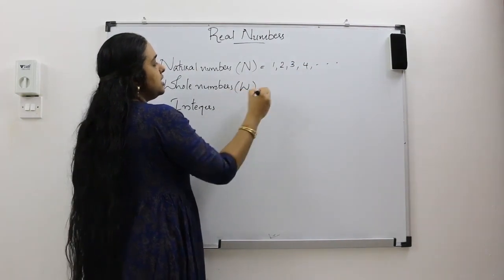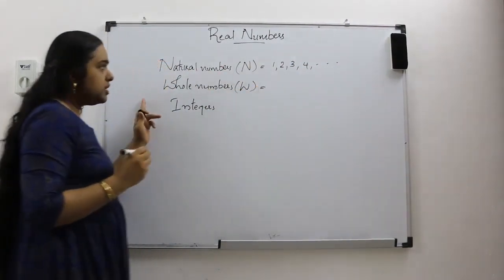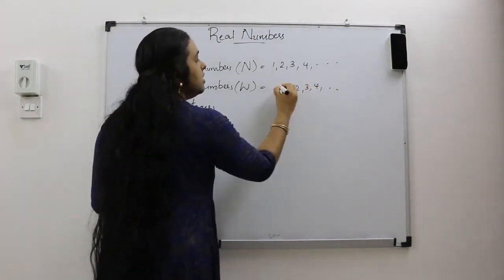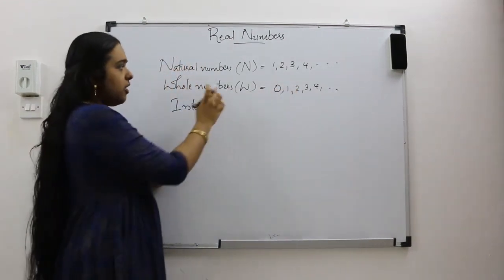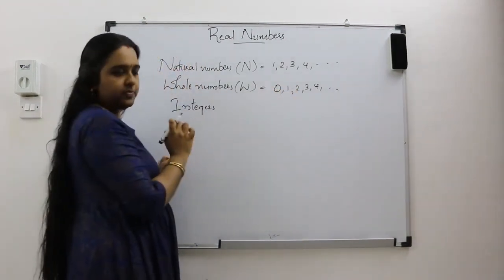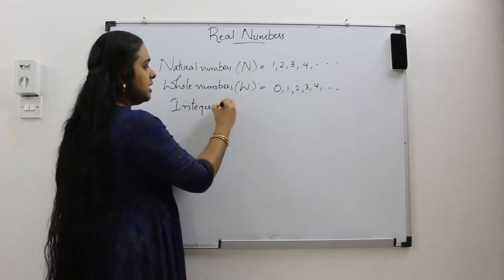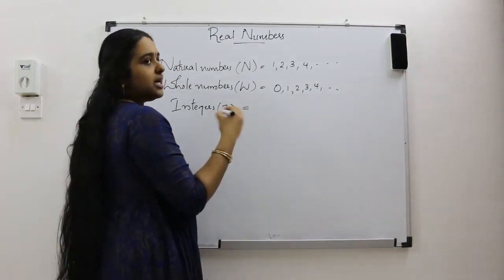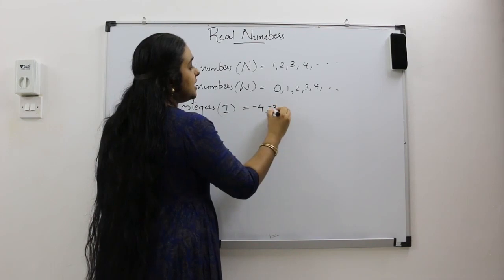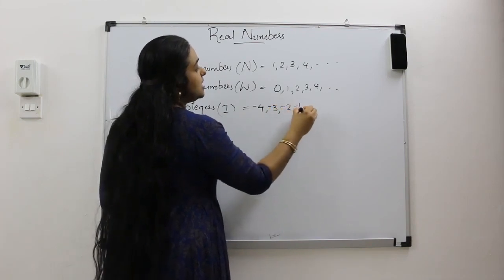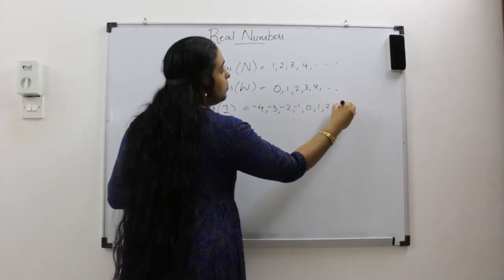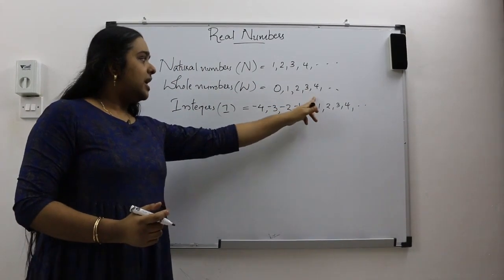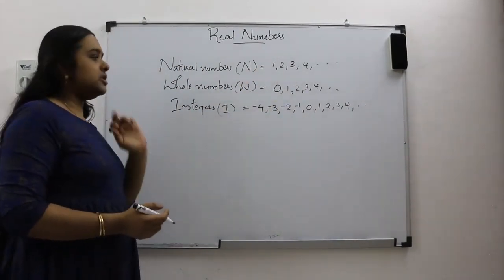Let's denote whole numbers with W. Whole numbers are natural numbers with a 0, isn't it? Whole numbers are natural numbers along with a 0. Then what are integers? We have learned about integers. Integers include both negative and positive numbers, that is, whole numbers and the negatives of them.